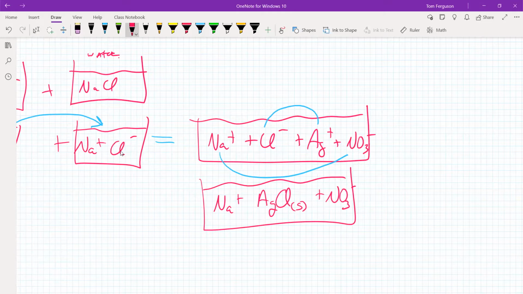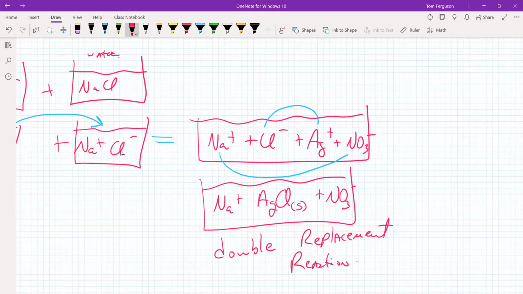Okay, so that's what happens when we put stuff together. Sometimes we get a solid, sometimes we don't. But if we start with two solutions that have no solid in them, we put them together, we have new combinations. Next week, I'm going to talk about different kinds of reactions, and this happens to be a double replacement reaction, because we've actually replaced the chloride with the nitrate and the sodium with the silver. So we have basically two new combinations. And those two new combinations may yield a solid, or they may not. We just have to look at the table. It'll tell us.